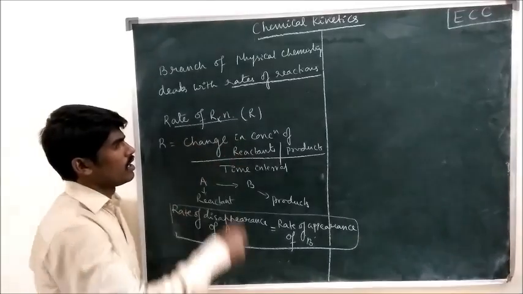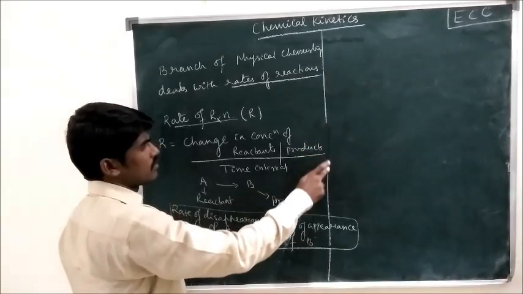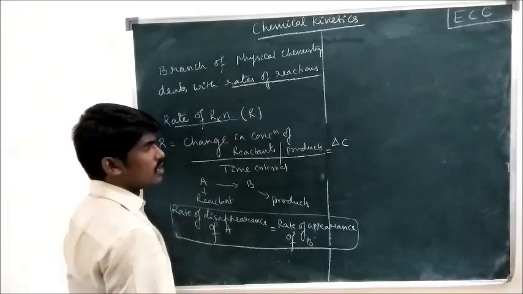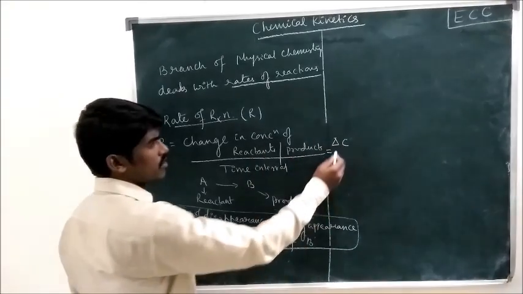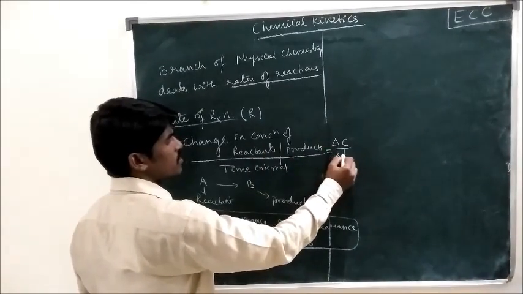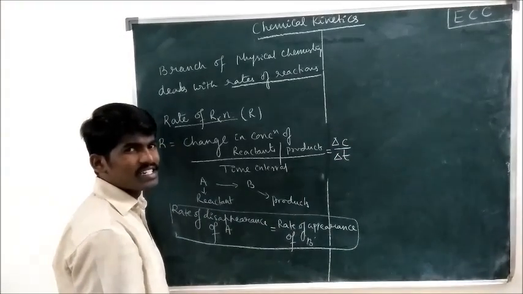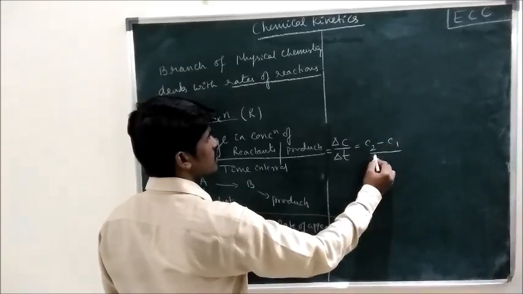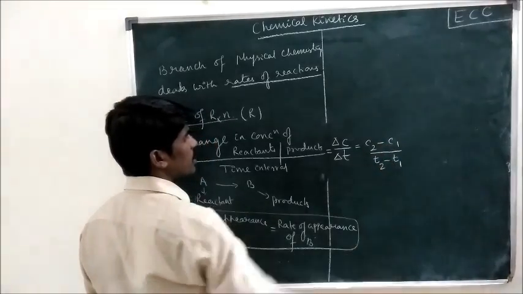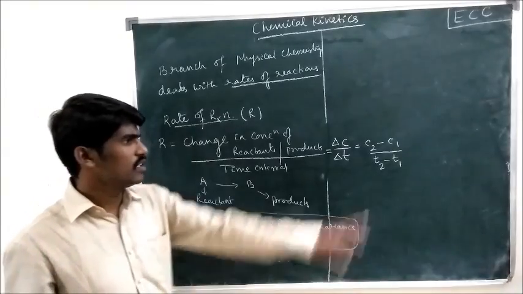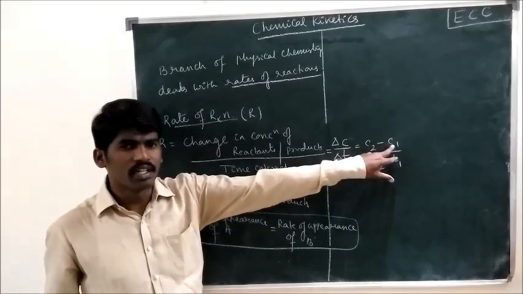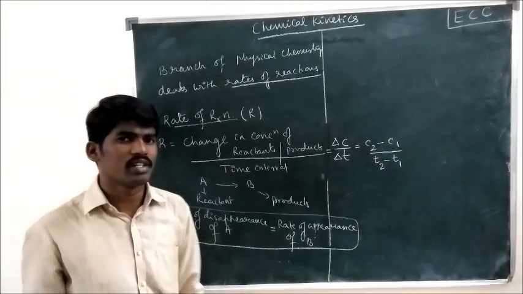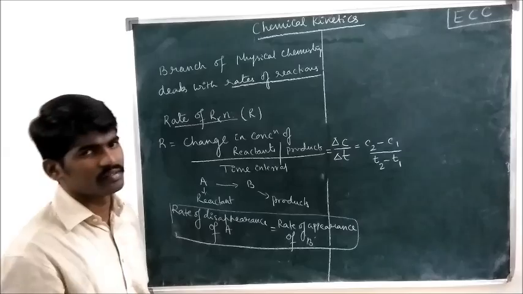Now this rate formula, if you write it as a mathematical expression, change can be given as delta. C represents concentration, so change in concentration with respect to time will be given as delta C by delta T. Or else you can write it as C2 minus C1 divided by T2 minus T1. C2 is the final concentration, C1 is the initial concentration. T2 is the final time and T1 is the initial time before starting the reaction.